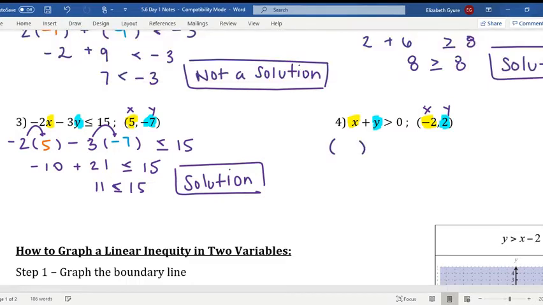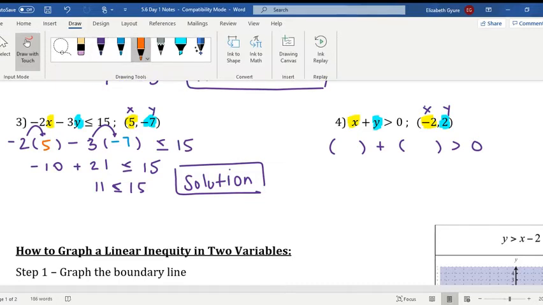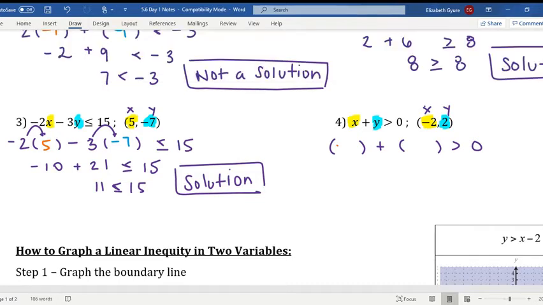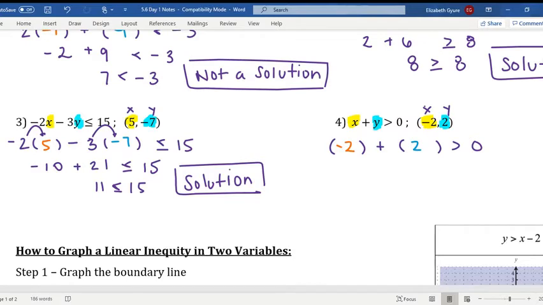So we have x plus y is greater than 0. And I just put my open parentheses so we know exactly what we're plugging in where. So Nick, what do I need to plug in place of my x? Yep, -2 plus my y. Mason, what am I going to plug in place of my y? +2. And now I just need to simplify.